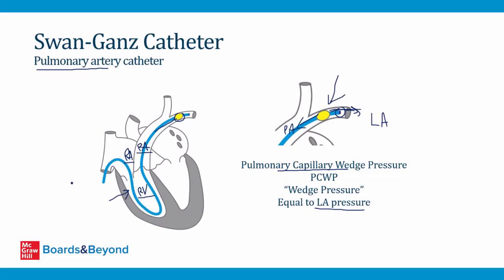So what this means is by inserting a Swan-Ganz catheter, you can measure the right atrial pressure, the right ventricular pressure, the pulmonary artery pressure, and you can also get an estimate of the left atrial pressure. It's indirect, but it's fairly accurate. And the pulmonary capillary wedge pressure will be essentially equal to the left atrial pressure.